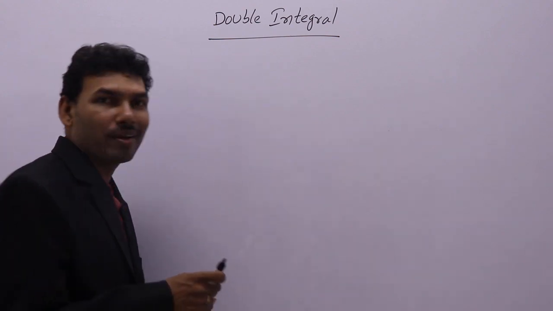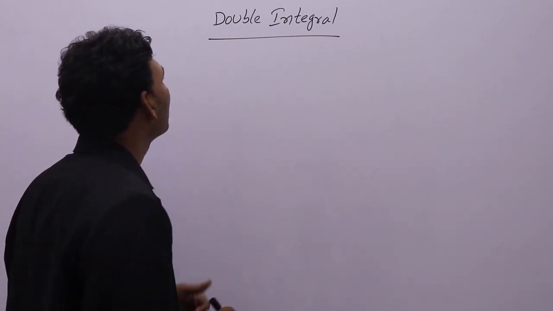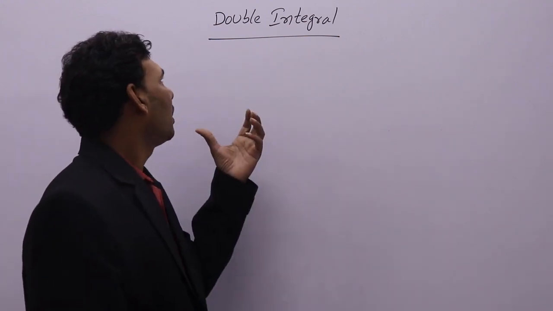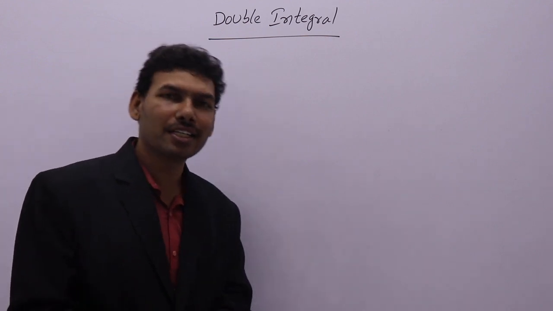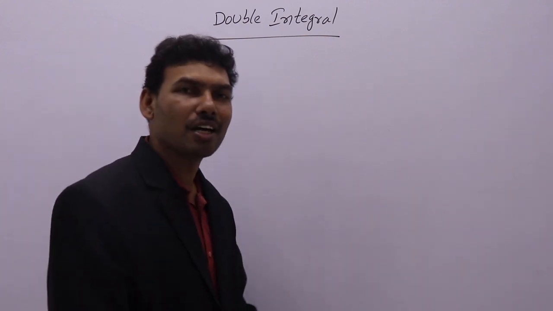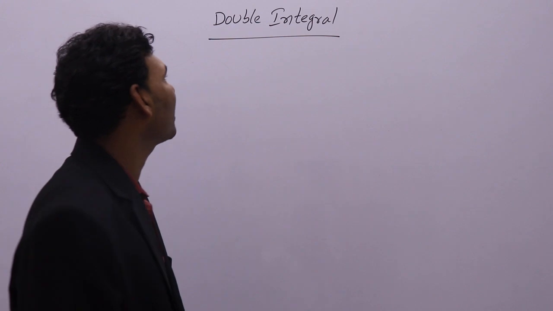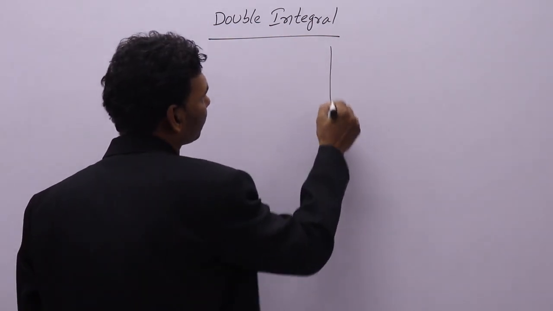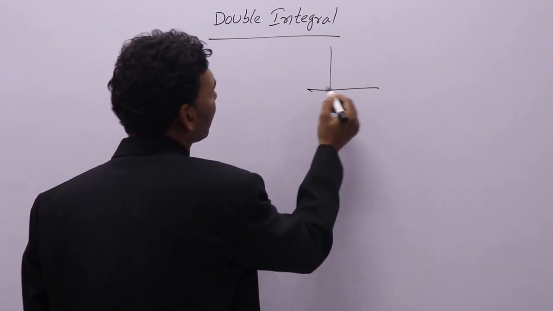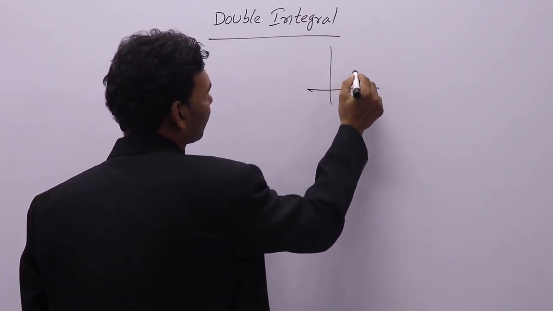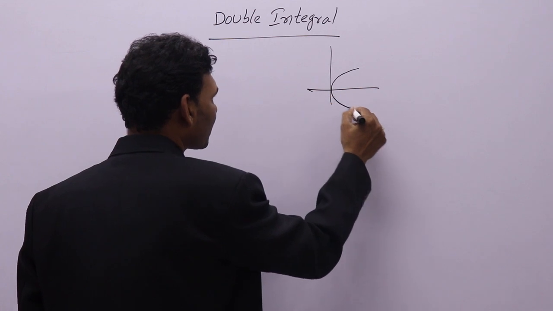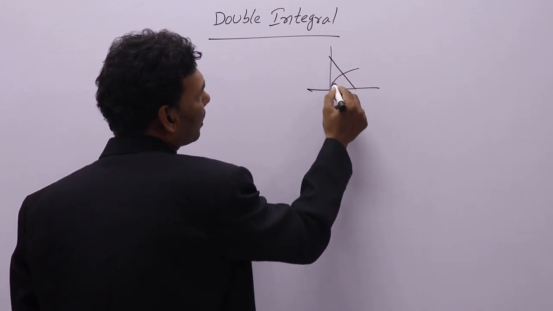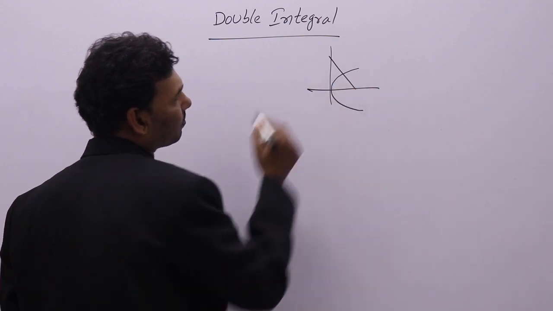What does double integration actually mean? Double integration means it is a sum. You all know integration means sum. Double integration also is a sum, but over what do we calculate that sum? For example, there is a curve like this, and there is another curve which is intersecting this one. This region is the intersecting region.